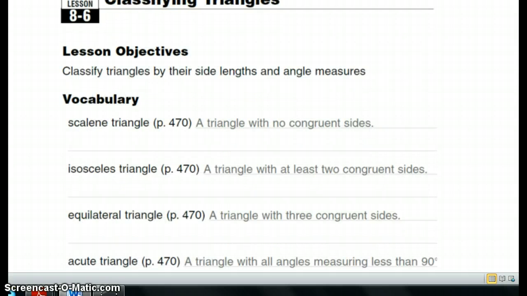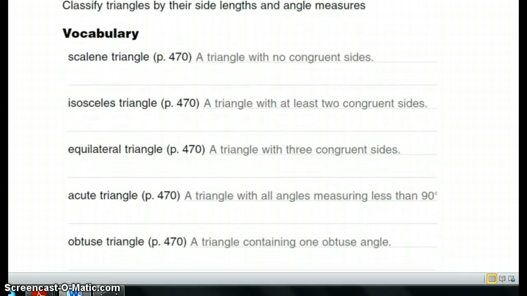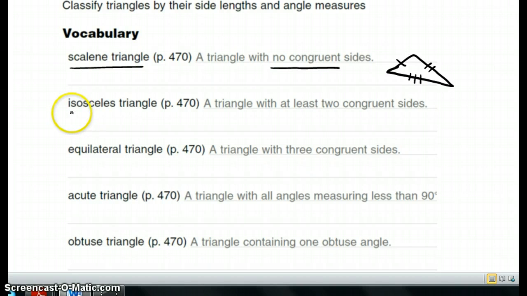So here's some vocabulary for us. Scalene triangle. A triangle with no congruent sides. Every side is a different measure. So this is one measure, this is a second measure, and this is a third measure. No congruent sides.